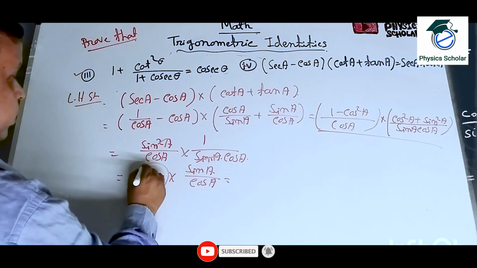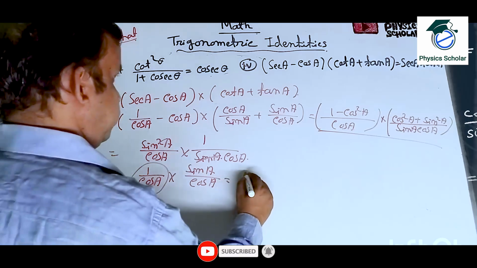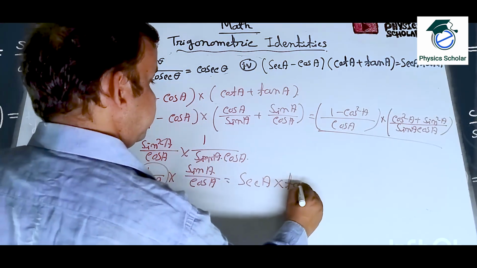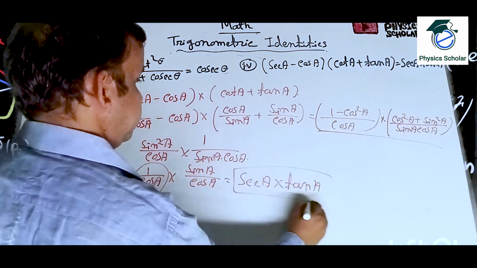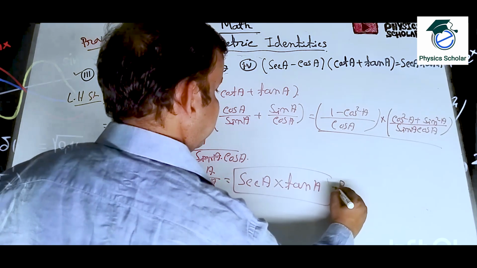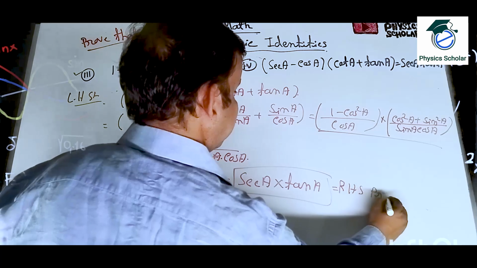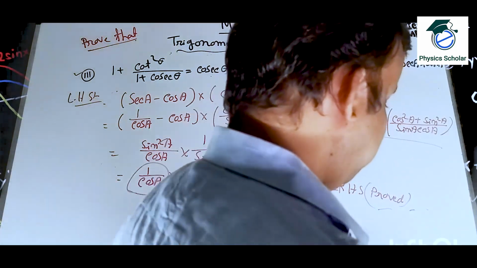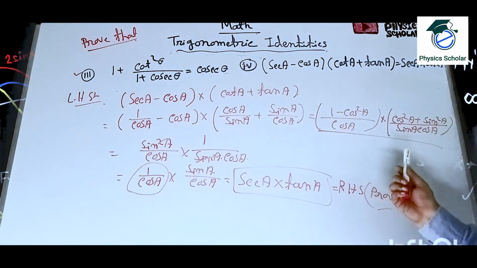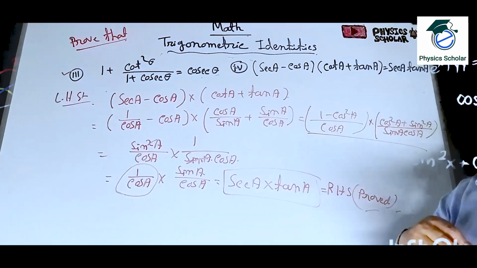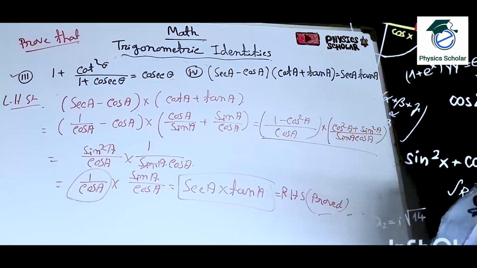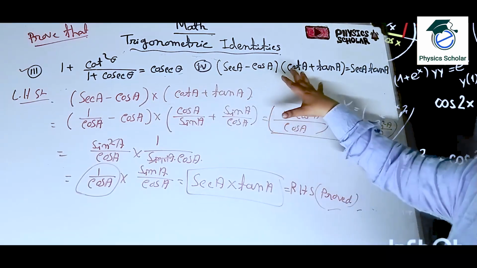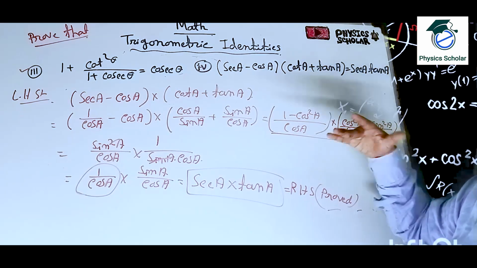Now what is 1 by cos A? It is reciprocal of sec, that means we can write sec A into sin by cos means what? Tan A, so it is equal to RHS, clear, proved. So students, see this sum, if you do not practice at home, it is not possible to solve, clear, you have to practice, otherwise you will be confused by watching this in the examination hall.